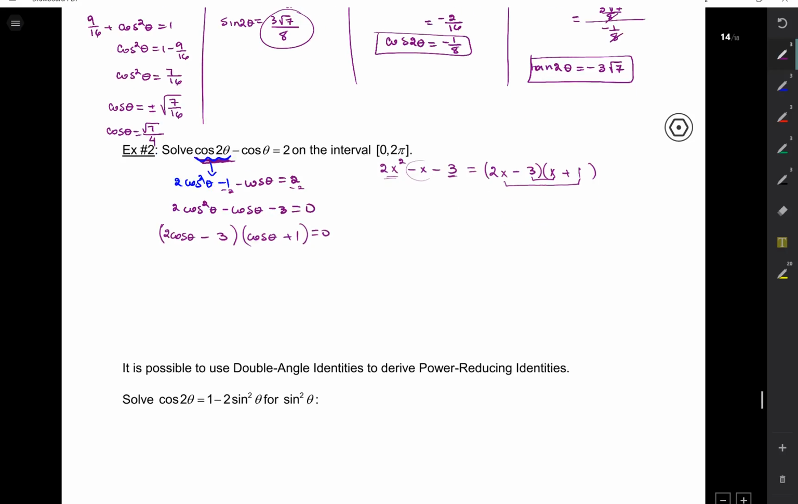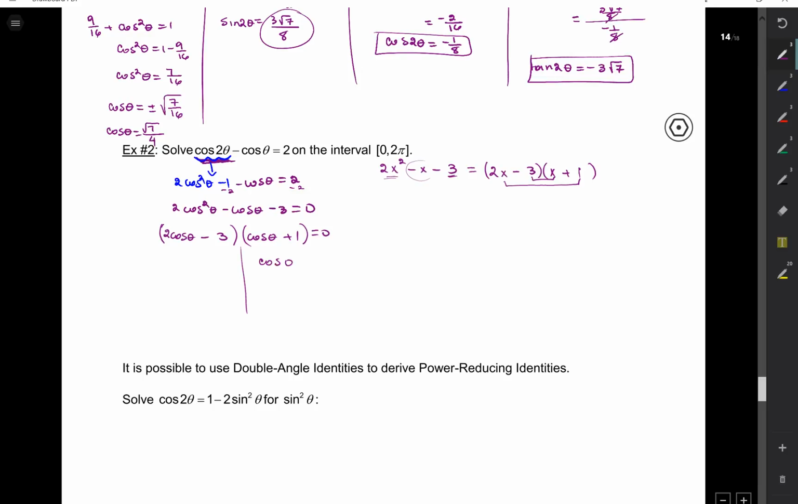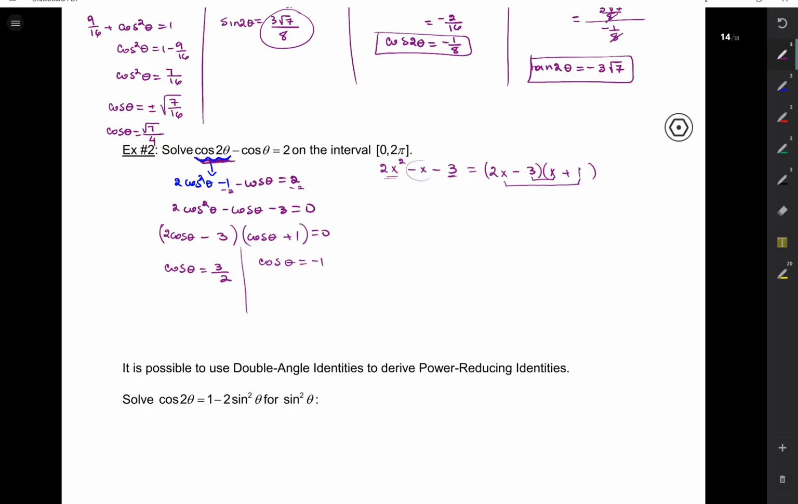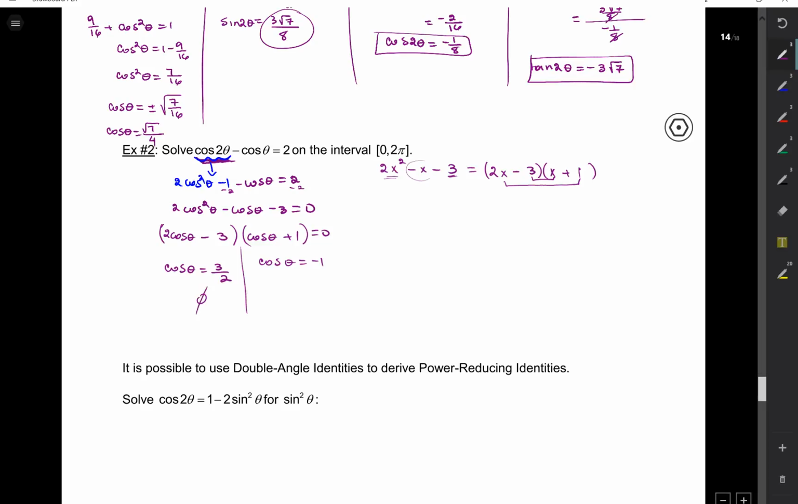So now, set each one of these equal to 0. The one on the right gives you cosine theta equals negative 1. The one on the left, cosine theta equals 3 over 2. All right, where is cosine of theta equal to 3 over 2? Nowhere. Why? Because cosine can never be more than 1. So that doesn't work. Where is cosine, which is the x-axis, equal to negative 1? At pi. So that's my answer.